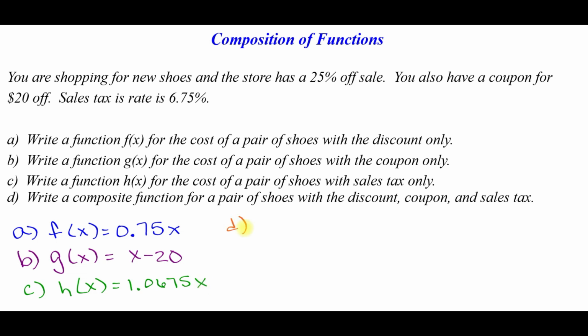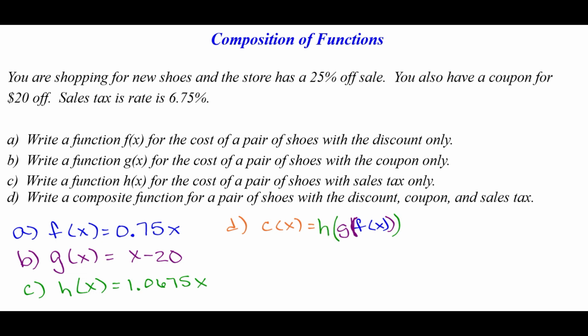And then for part D here, we're going to write a composition function for the discount, the coupon, and the sales tax, and we want to do it in that order. So our final cost for the shoes, the discount is the f of x, so that's going to be first. Then the coupon, so that's my g function, so that's going to come next. And then finally the sales tax, so that's my most outside function.